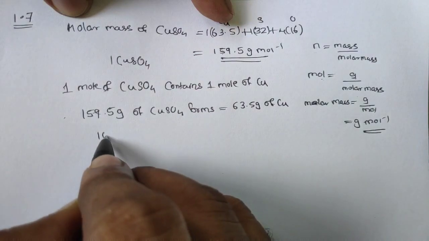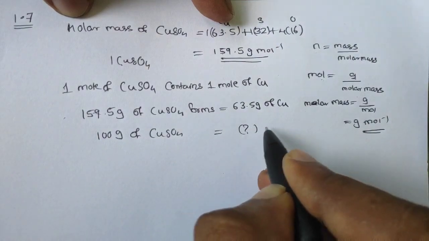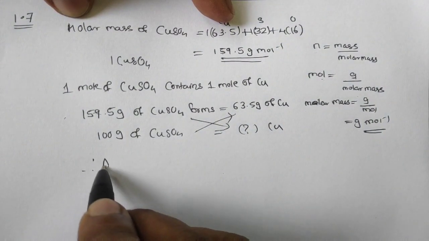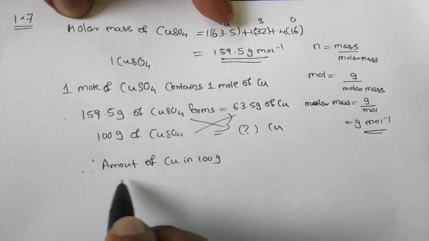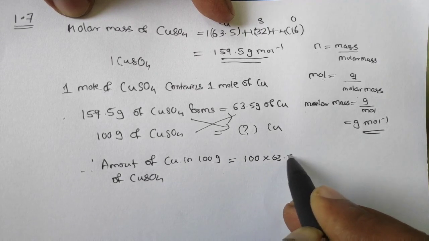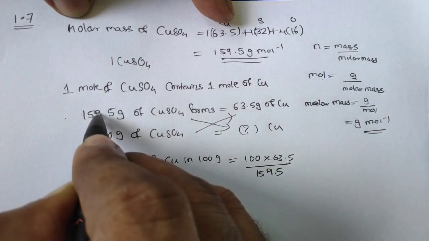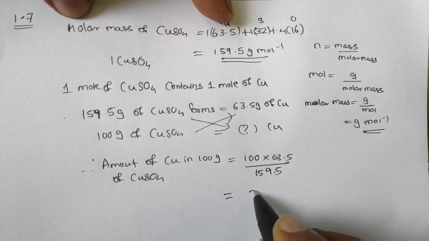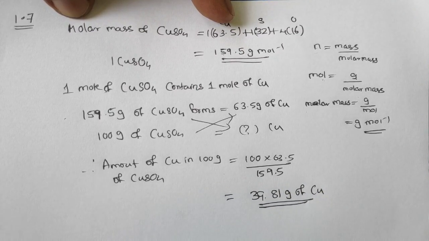So 100 grams of CuSO4 will give how much Cu? This is simple cross multiplication. Therefore, the amount of Cu in 100 gram of CuSO4 is equal to 100 into 63.5 divided by 159.5, which will be equal to 39.81 gram of Cu. Understood? So this is the answer here.